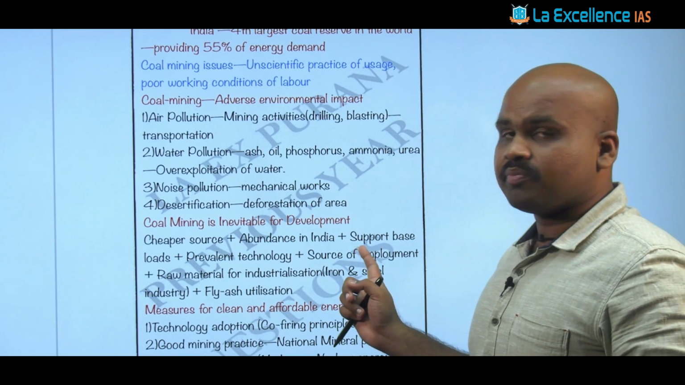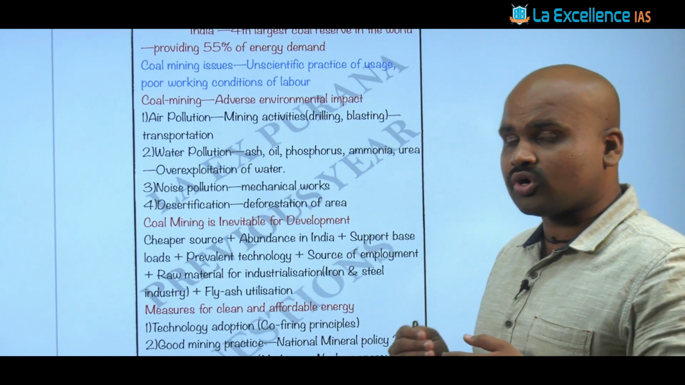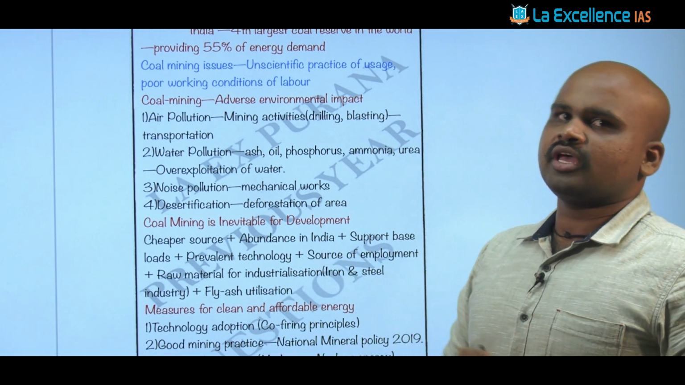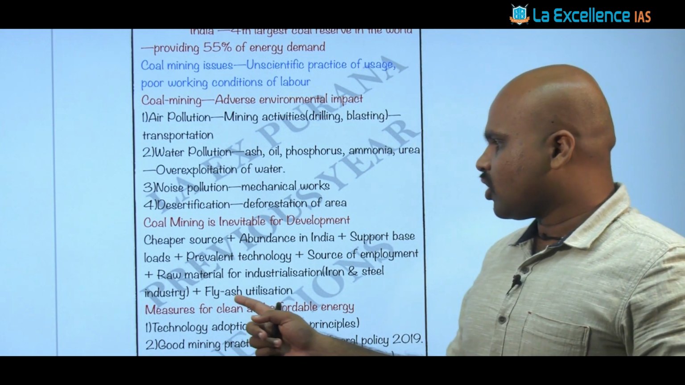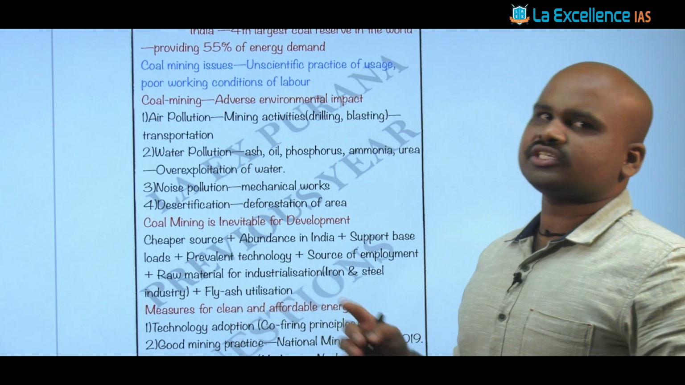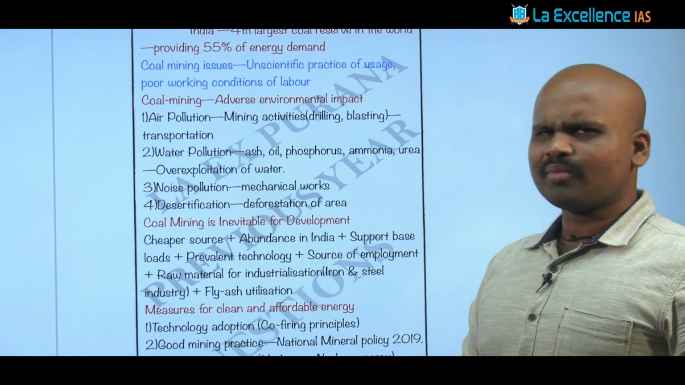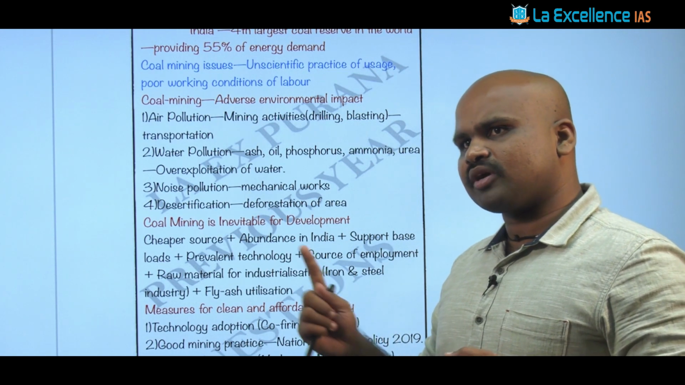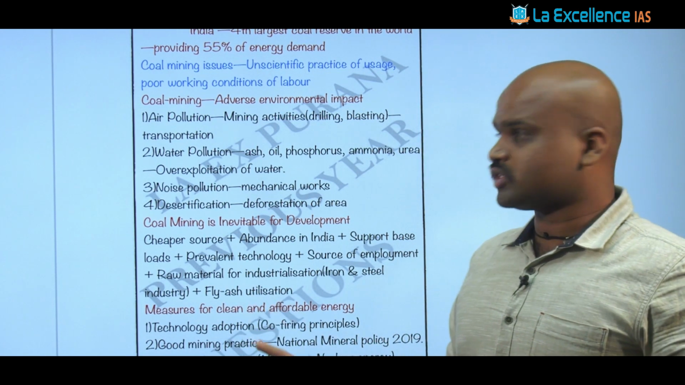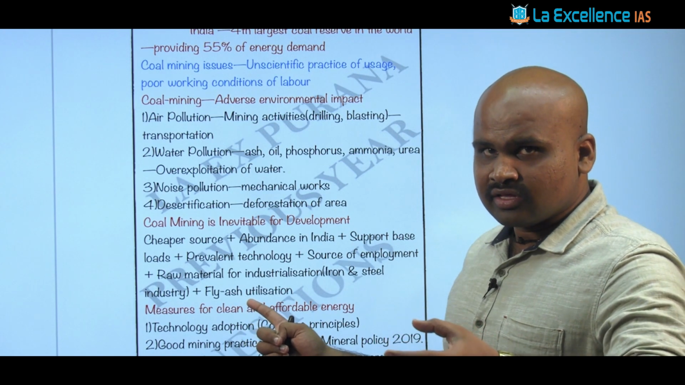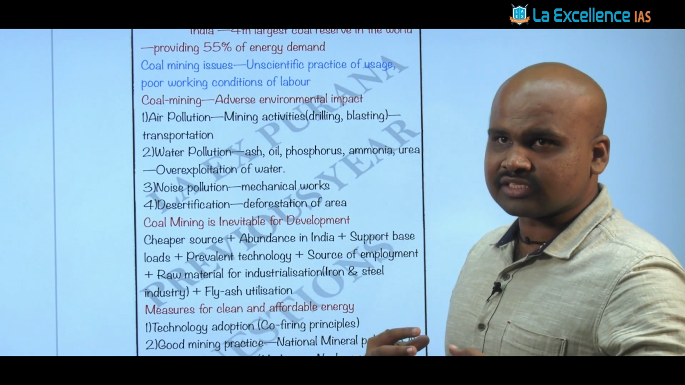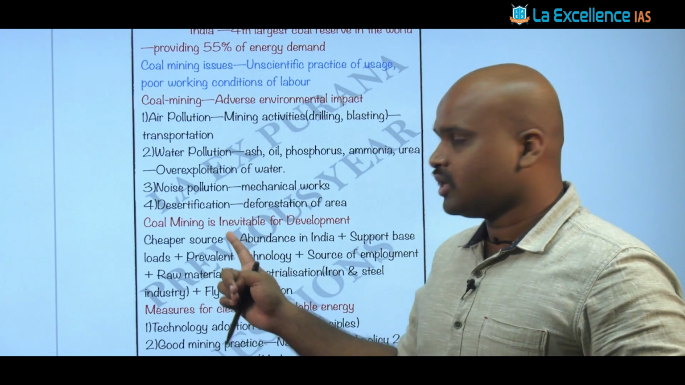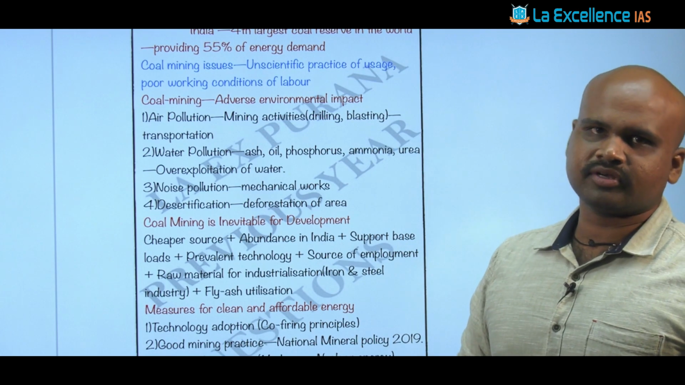Then apart from that, it becomes a major source of employment, and a major pivot for the industrialization activity that has to be undertaken in the future economic aspects. Then also the fly ash utilization technology that has been coming up, because one of the waste components of the energy derived from coal is fly ash. This fly ash is used either in soil reclamation or in construction activity. So that technology is also supporting coal mining being inevitable for development.